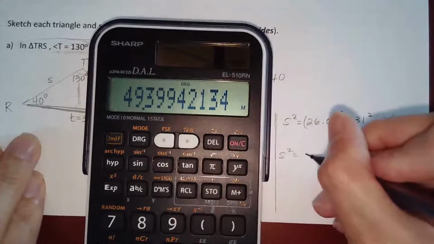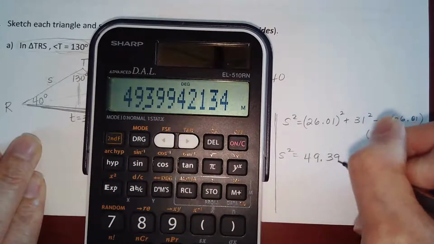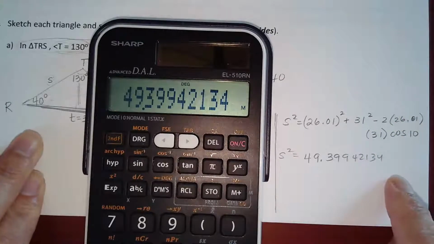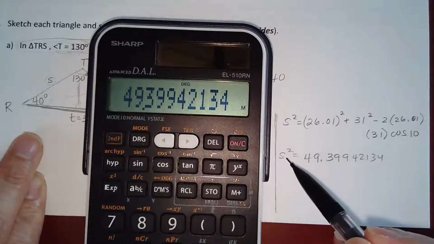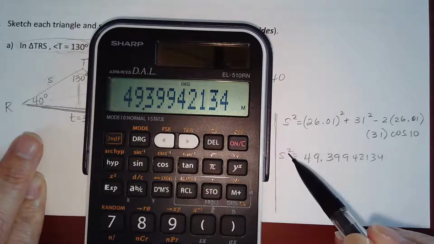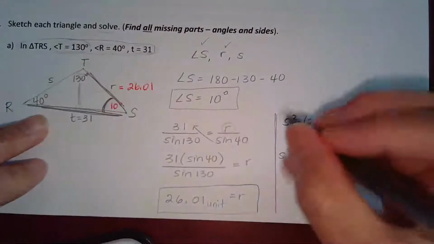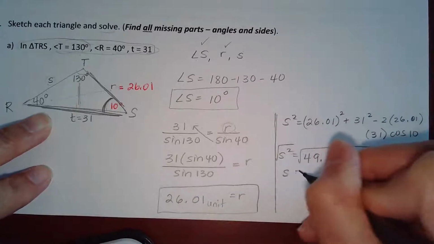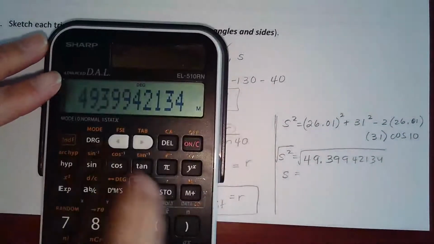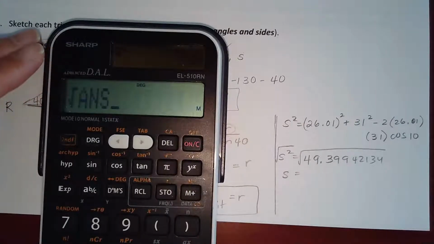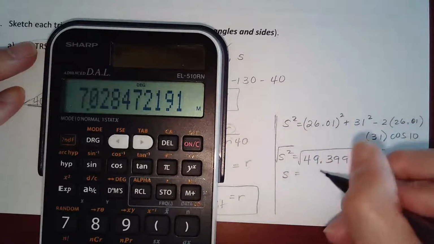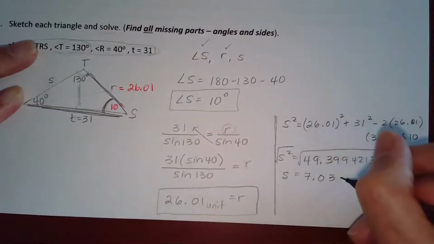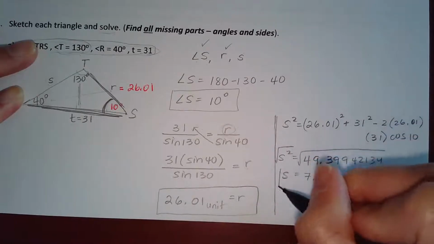So I'm going to end up with 49.39942134. Don't round off too soon because that's not our answer yet. This is S squared. To get rid of the squaring, we have to take the square root on both sides. So I'm going to take the square root of my answer. So I got 7.03 unit, whatever unit that is. They didn't tell us.